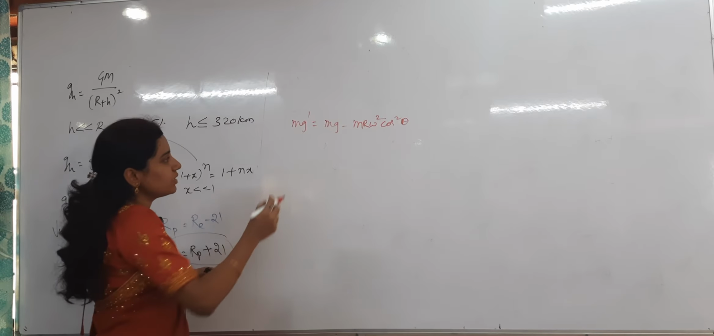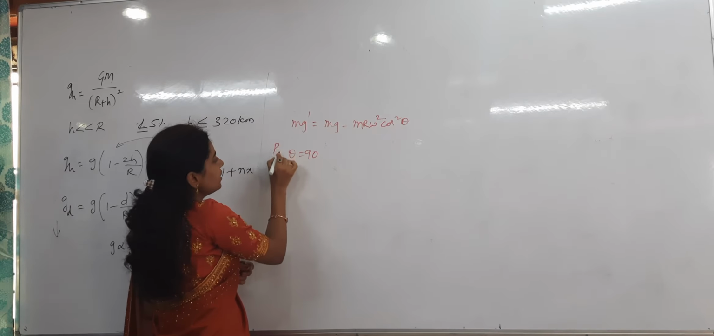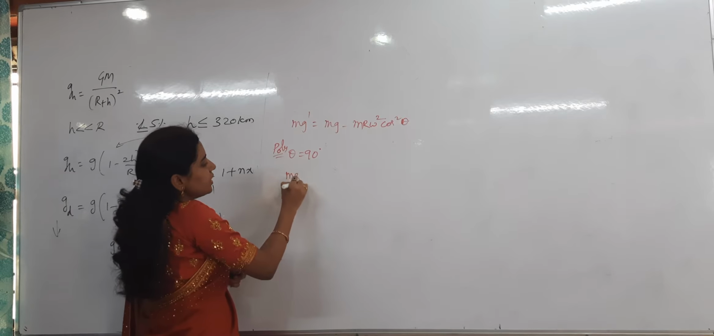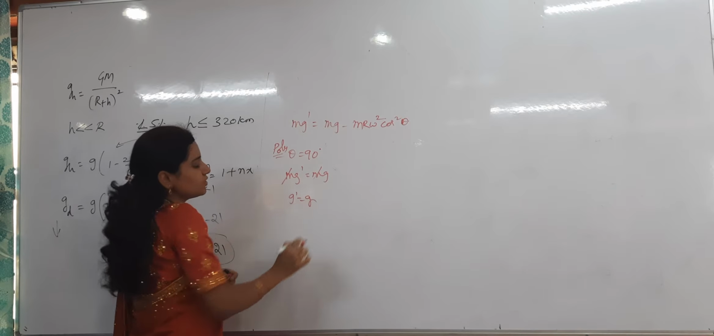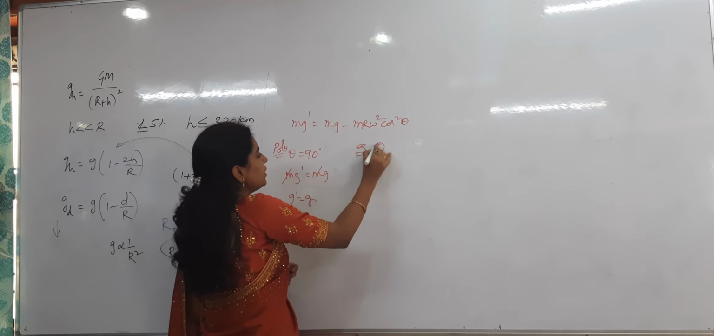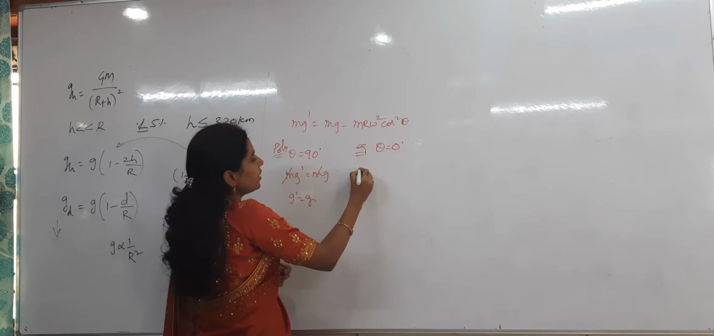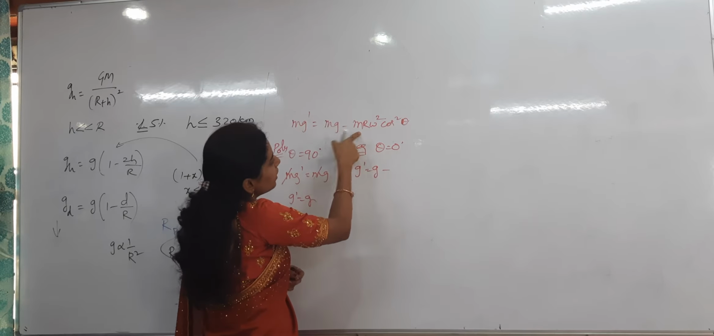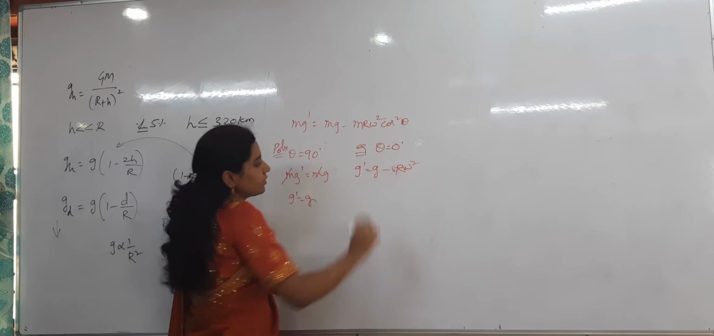Now in this also, at the poles theta is equal to how much? 90 degrees. At the poles, 90 degrees means what will we get? mg dash is equal to just mg, then g dash is equal to g only. At the equator, theta is equal to how much? 0 degrees. Theta is 0 degrees, so g dash is equal to g minus what? m R omega square, R omega square we will get.